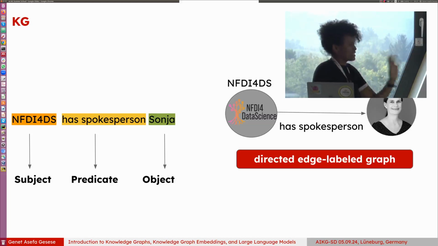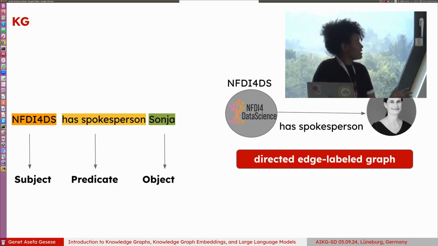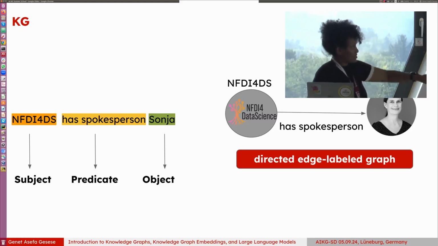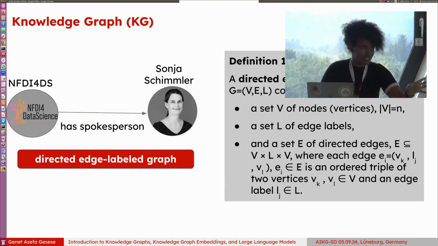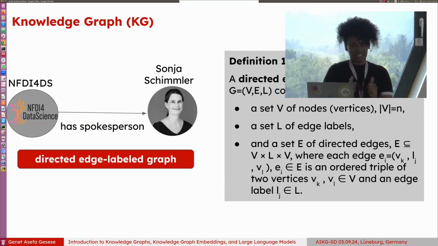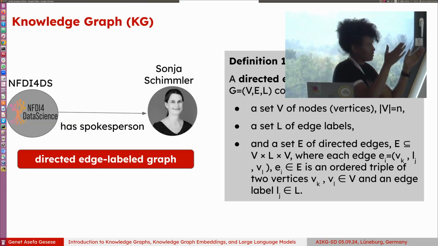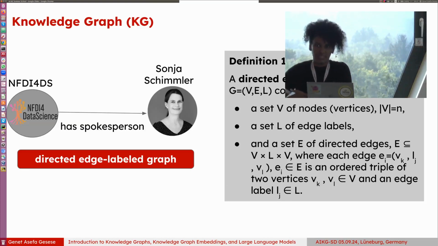Now, we can give it a formal definition, right? So, the first definition that we see here: a directed, edge-labeled graph, G, which consists of V, which are the nodes, or what we say usually in graphs, vertices, which have a size n. You can consider this as entities, which is the usual term in knowledge graphs, right? What we say here, nodes or vertices, what you usually call when we work with knowledge graph embeddings, we call entities in our graph.